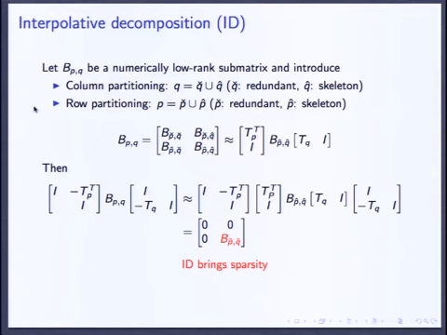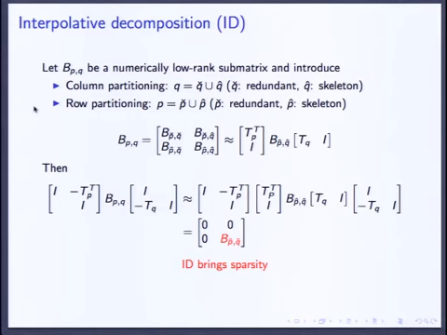It becomes the union of two subsets. One is called Q check and the other is Q hat. So Q check are the skeleton columns, which are the columns that you use in writing this linear combination. And the redundant columns are the ones that can be represented by the skeleton columns. And similarly, we can partition the rows into P check and P hat, where P check are the skeleton rows that we use in this low rank representation, and P hat are the rows that can be written as a linear combination of the skeleton rows.